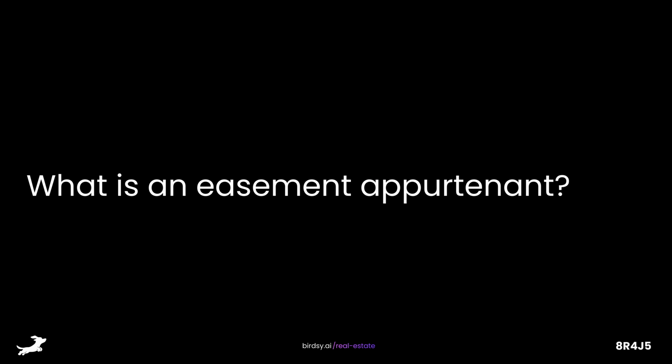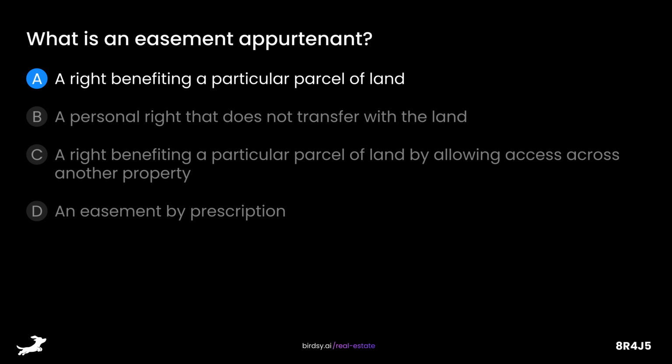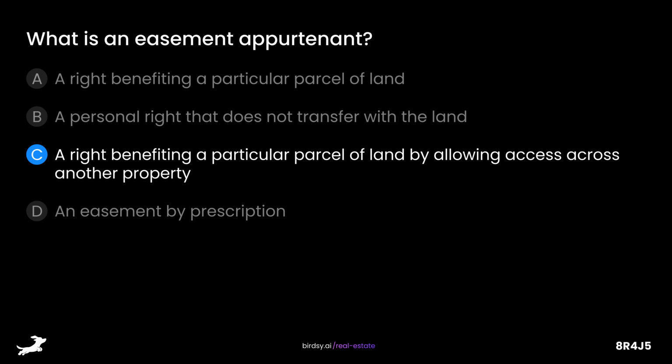What is an easement appurtenant? Is it A, a right benefiting a particular parcel of land? B, a personal right that does not transfer with the land? C, a right benefiting a particular parcel of land by allowing access across another property? Or D, an easement by prescription?